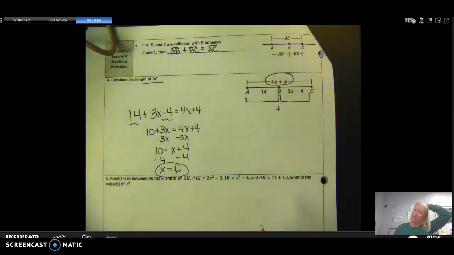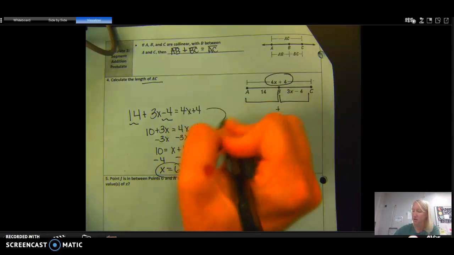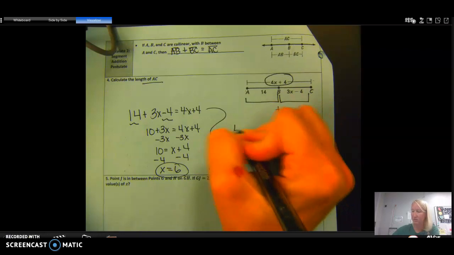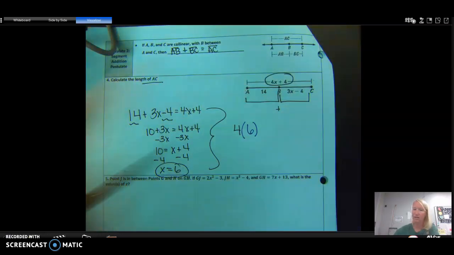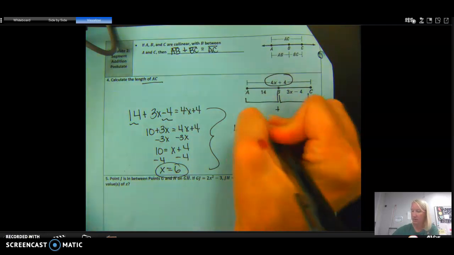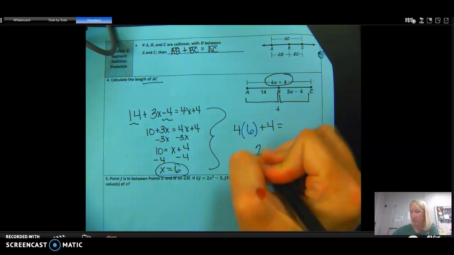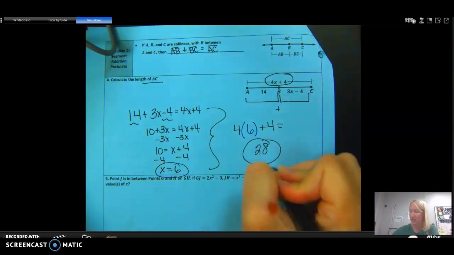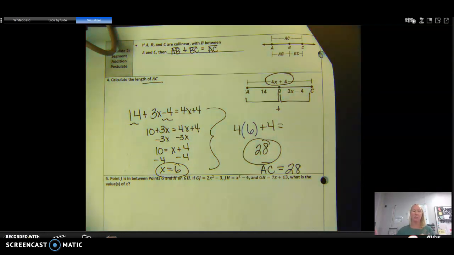But that's not what they asked for. They asked us to calculate the length of AC. All I've calculated at that point is the value of x. So if I want to calculate the length of A to C, that's the big length, I have to plug in that 6 that I found into 4x, and then I add 4. So 4 times 6 is 24, and 24 plus 4 is 28. That is your final answer. So AC equals 28. Not congruent to 28, but it equals 28.